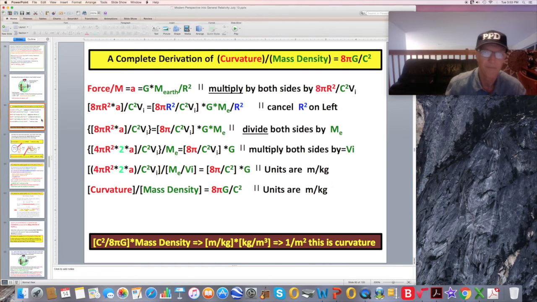But right now, I want to do a complete derivation of this expression. You see it at the top there: the curvature divided by the mass density is equal to 8 pi G, which is Newton's gravitational constant, divided by c squared. Now, Einstein called it the Albert constant because he invented it. People called it the Einstein constant because they don't want to get that chummy with the guy. So it's known as the Einstein constant.